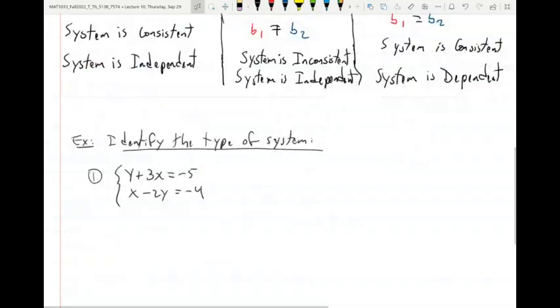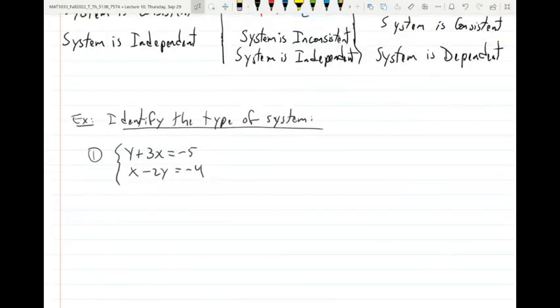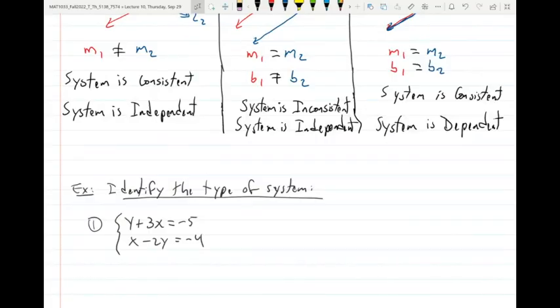Okay, so let's practice this. Here is the system, y plus 3x equals -5. This is the one that we found a solution to before. Let us try to identify the type of this system before we even solve. So identify the type of system. That means I want you to tell me whether it's consistent or inconsistent, and whether it's dependent or independent. That's what this question means.